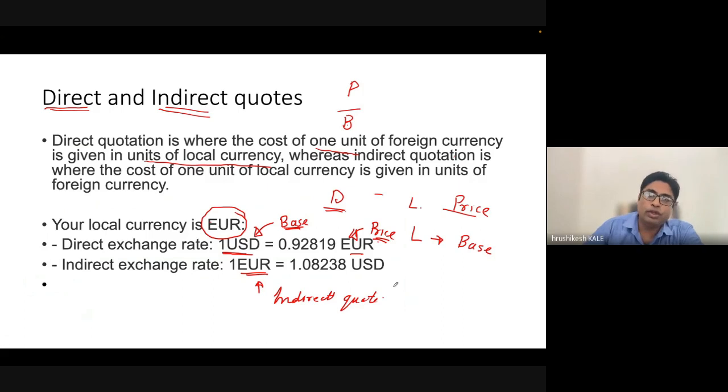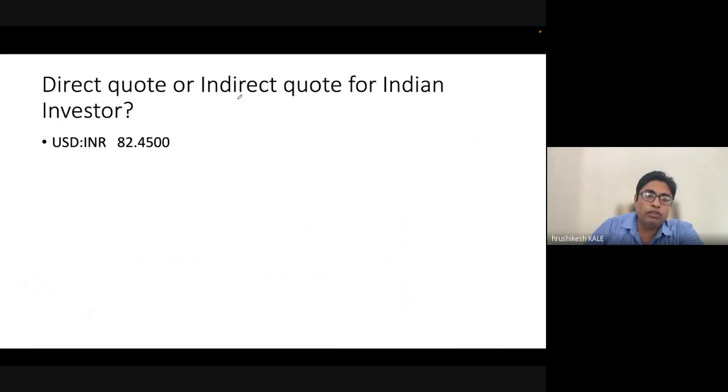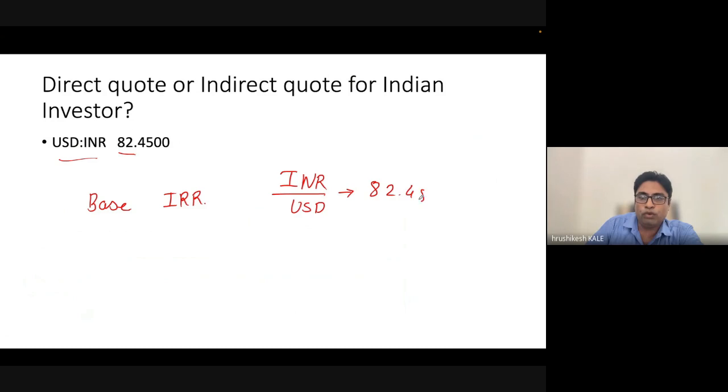Okay. Now we have understood what is price currency, what is base currency, what is direct quote, what is indirect quote. Let us move ahead. Now we need to find out whether this is a direct quote or indirect quote. Now USD upon INR is given. So you know USD is your base currency and INR is your price currency. So it's given as INR upon USD as 82.45. Now INR is your price currency and you are an Indian investor. So therefore, this is a direct quote.